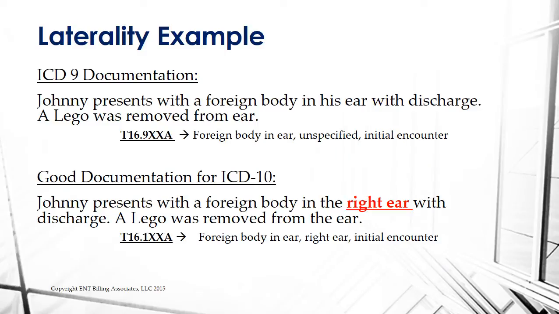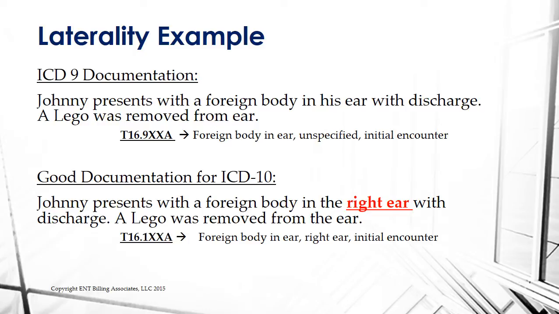On this slide, we have 2 documentation examples that deal with a patient presenting with a foreign body in his ear. The first example is what your current documentation may look like. Johnny presents with a foreign body in his ear with discharge. A Lego was removed from his ear. Well, this would be okay for ICD-9, and in ICD-10, this would lead us to an unspecified code. So as you can see on this slide, the 9 is being used for the unspecified.